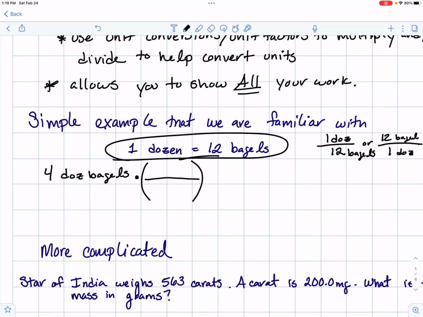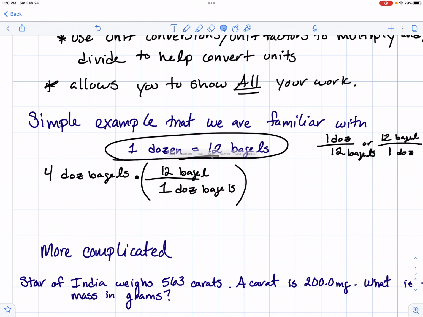So then I pick my unit conversion based off of what unit I want to cancel and what unit I want to be in. So I want to be out of dozens of bagels, and I want to be into bagels. And so if I look at this, I know that for every 1 dozen bagels, I have 12 bagels. So that's the unit conversion I'm going to use. So every 1 dozen bagels is 12 bagels. Let me move my parentheses out here.